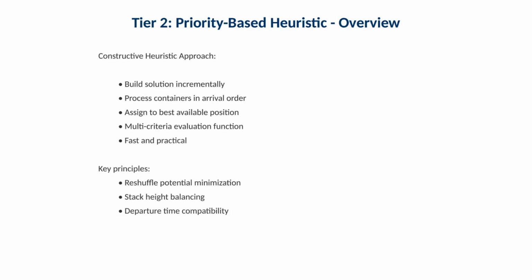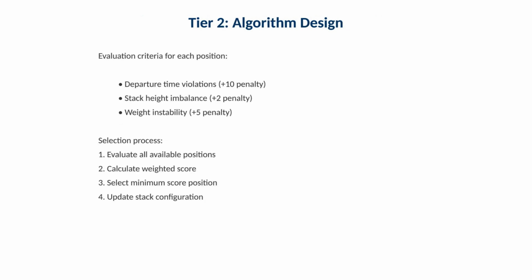Tier 2 uses a constructive heuristic. Instead of solving a full model, it assigns containers one at a time using a priority-based score to evaluate feasible placement choices. The aim is speed and repeatability. You want a method that can run continuously inside a terminal operating system and still reduce reshuffles in a measurable way. The heuristic evaluates candidate placements using multiple criteria. It estimates reshuffle risk, it penalizes severe stack height imbalance, and it penalizes departure time incompatibilities.